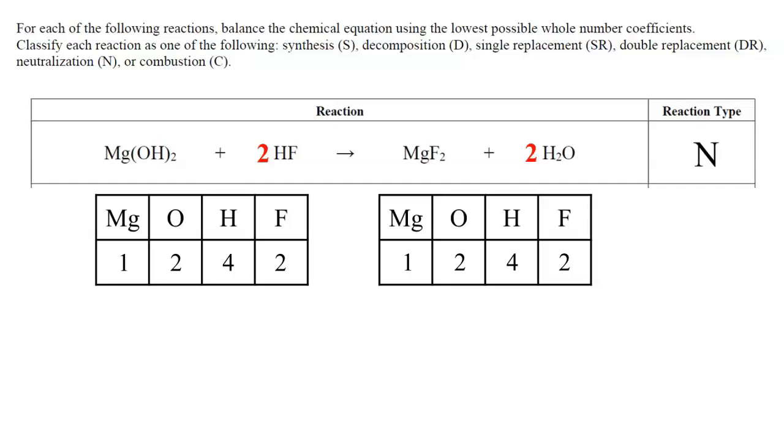Now if I look at the left side of the equation and the right side of the equation, I realize that we have the same number of each type of element. 1 magnesium, 2 oxygens, 4 hydrogens, and 2 fluorines. So this equation is now balanced. And the coefficients from left to right are 1, 2, 1, and 2. Let's move on to our next chemical equation.